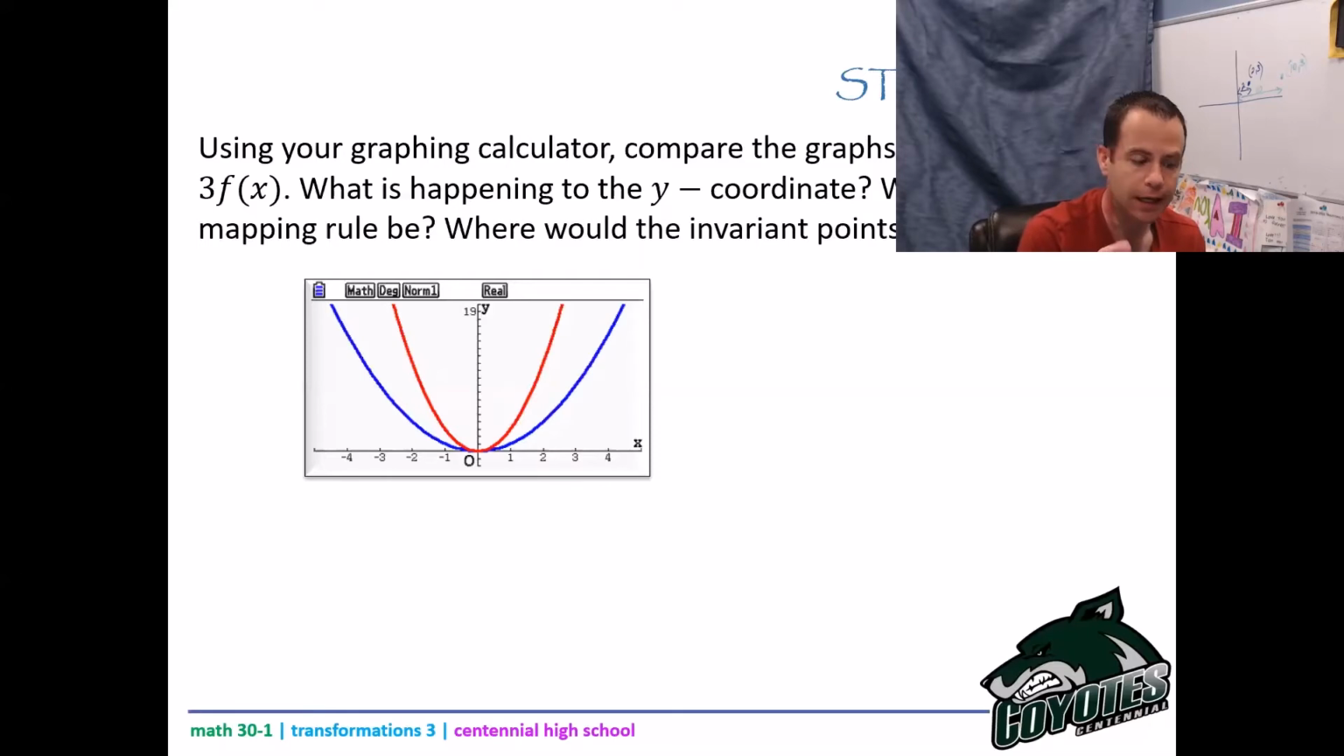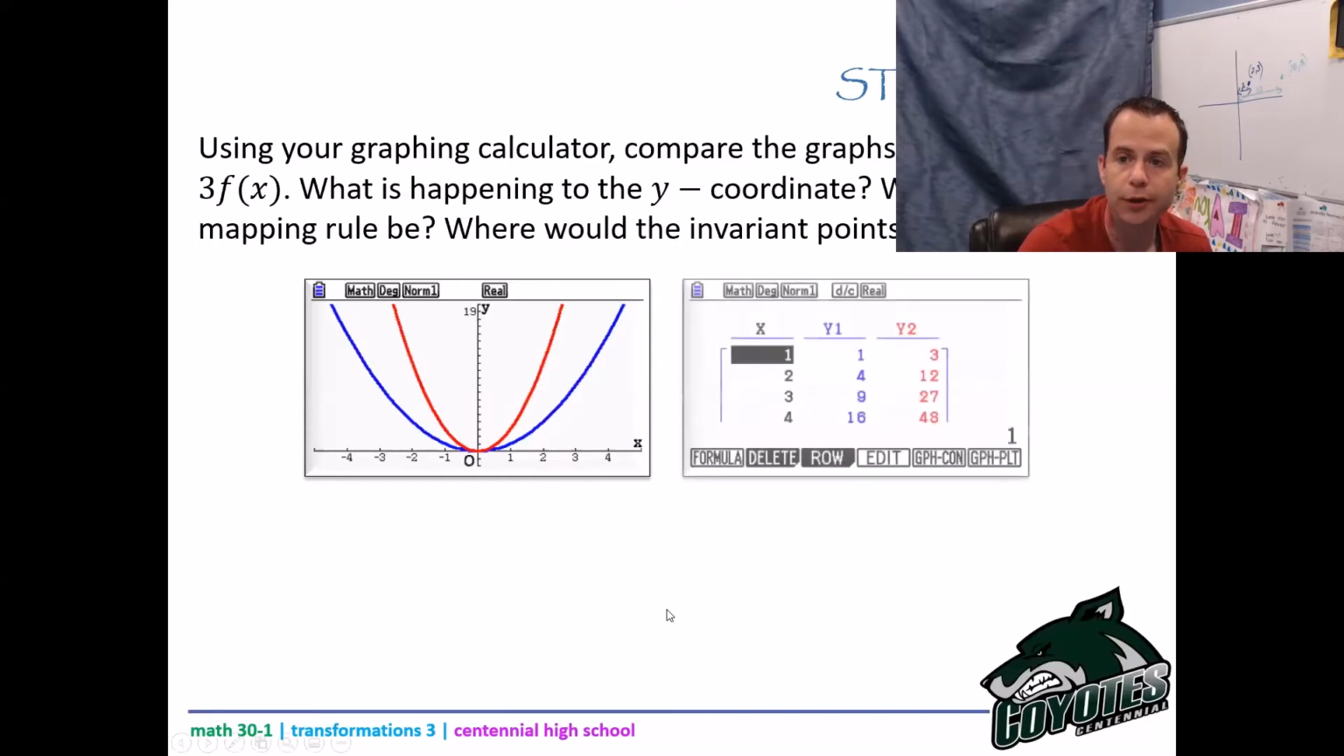If you're a TI, you will get your table feature by going second function graph. You'll notice that it says table as the second function of graph. Okay, so go ahead and grab your tables, and you should be looking at something like this.